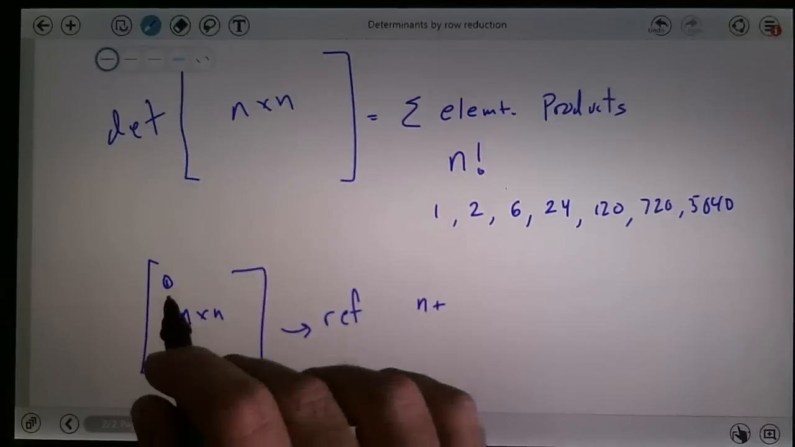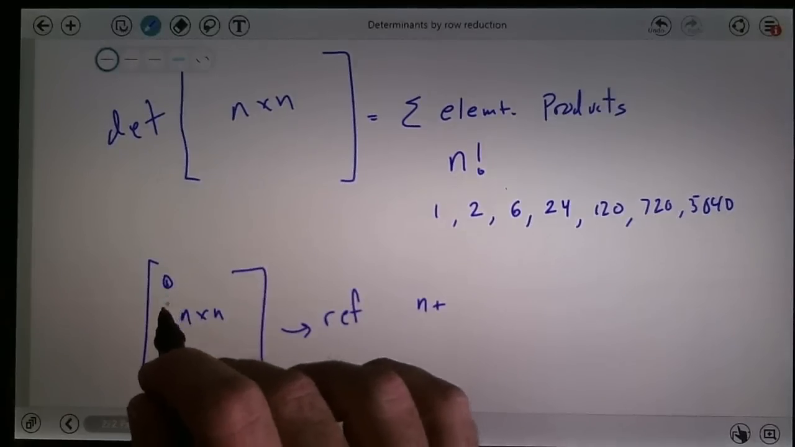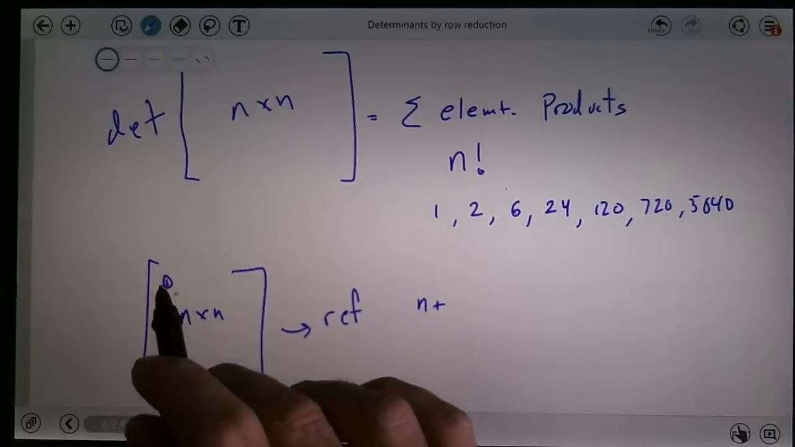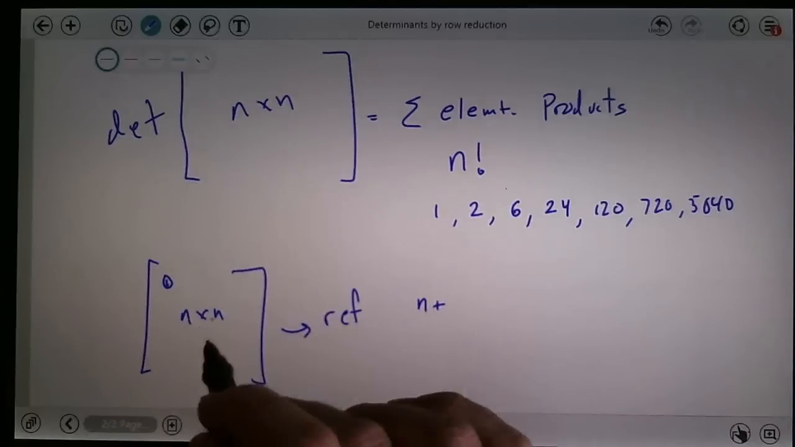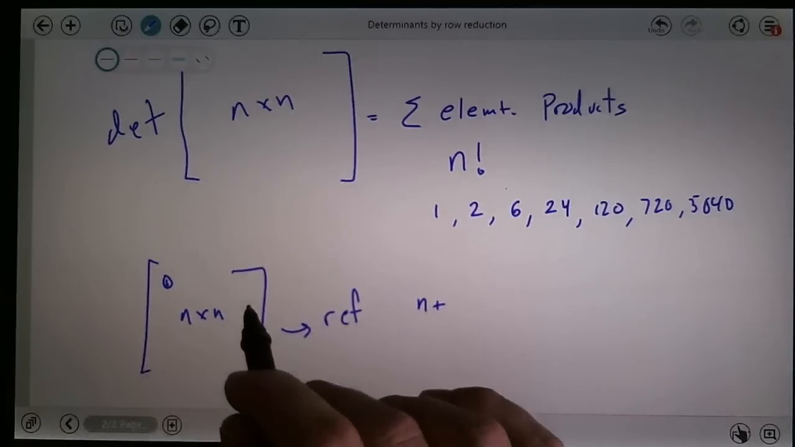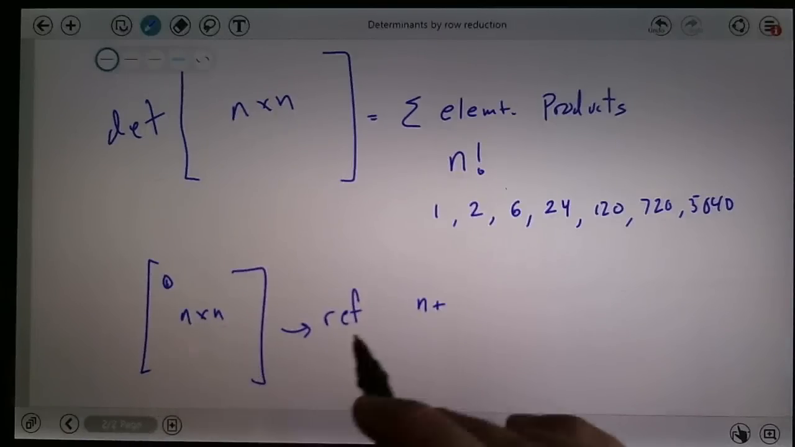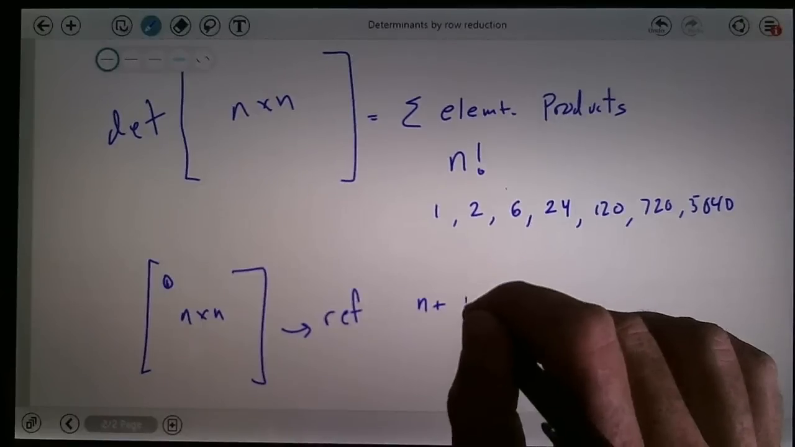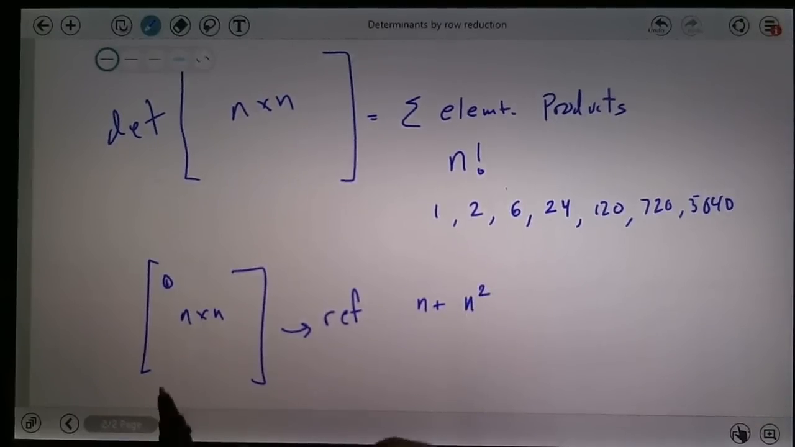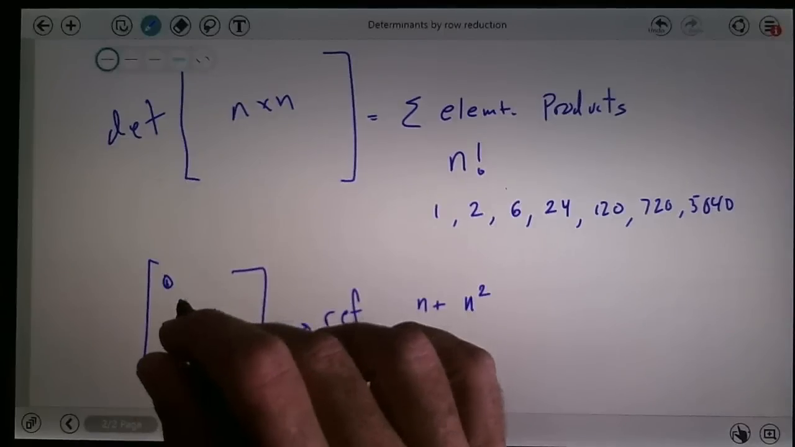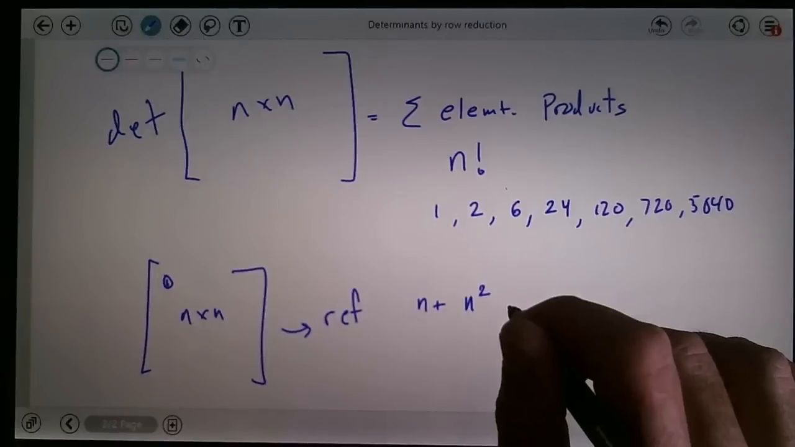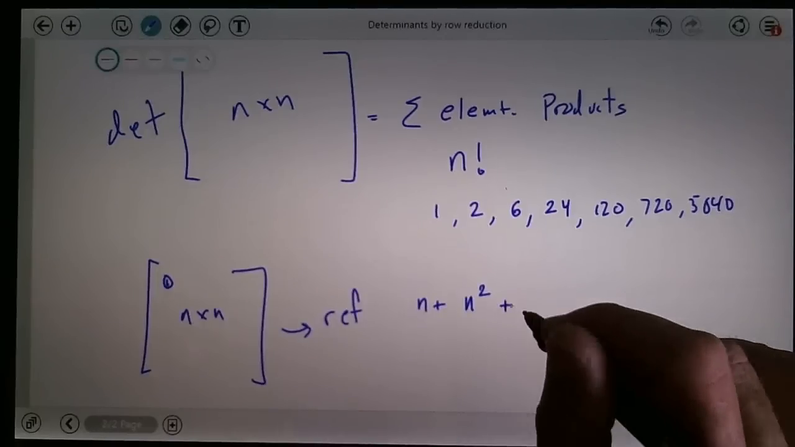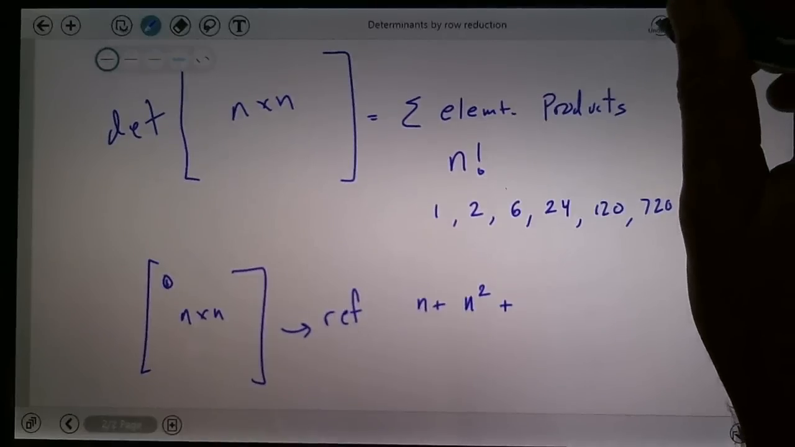And then you say, well, how about getting zeros underneath here? Well, to get zeros underneath there, you're going to have to add multiples of this row onto each of those, which might be n calculations to get one row and then n calculations to get the next row. So that would be like n squared calculations. But then you got to do that for the next spot and the next spot and the next spot. So at worst, you have to do that n times.